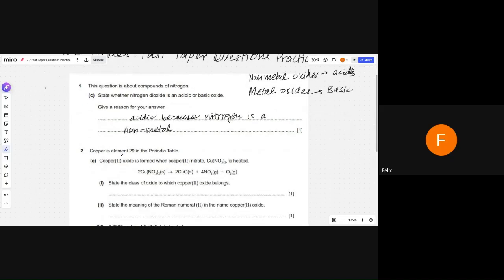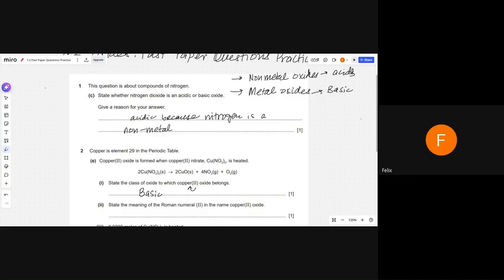Copper is element 29 in the periodic table. Copper(II) oxide is formed when copper(II) nitrate is heated. The question is, state the class of oxide to which copper(II) oxide belongs. Now it's a metal oxide, so it will be basic in nature. So the same concept is being assessed again and again, in different forms.